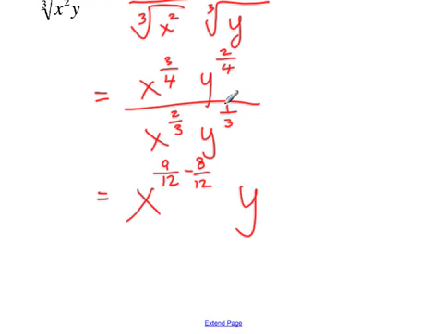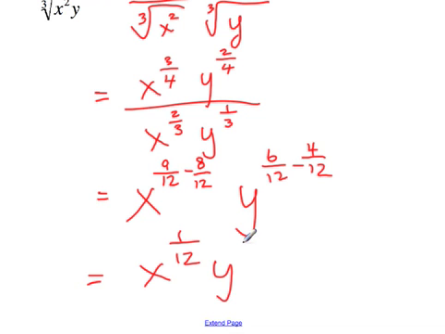So 6/12 minus 4/12 is 2/12. I guess I'll write it out. 6/12 minus 4/12. Okay, so in rewriting this, I'd have x to the 1/12 and y to the 2/12.